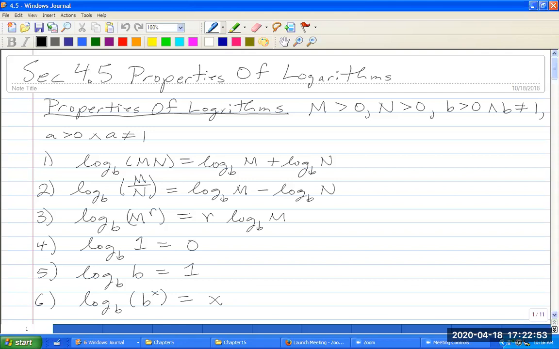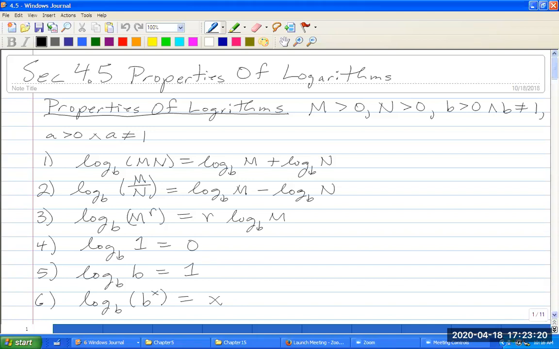So to take the log of a product, it gives you the sum of their logarithms. To take the log of a quotient, log base b of m over n, you just subtract the logarithms. So log base b of m minus log base b of n.